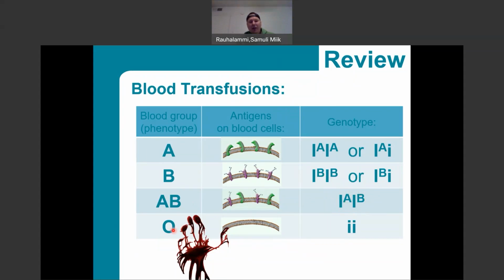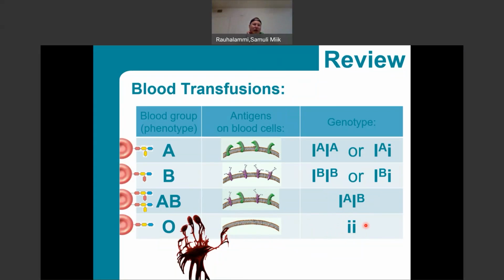And the last one was blood type O, where there are actually no O antigens. It just means that there's nothing. We call it blood type O here, though in many other countries it is called blood type 0. The only way you inherit that is if you receive a recessive allele from both of your parents.